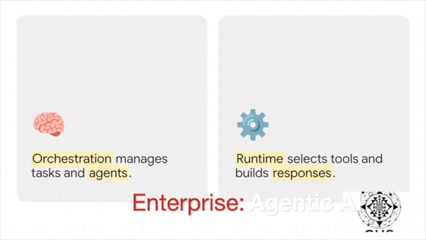Now, let's clearly distinguish two things here. The orchestration layer, that's your project manager planning the work. But the AI agent runtime, those are the hands actually doing the heavy lifting. Down in the runtime, the agent is actively reasoning about the task, selecting the right tools, applying enterprise guardrails, and safely constructing that final response.